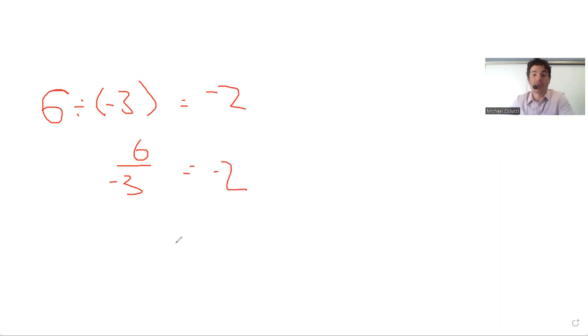Oftentimes, though, a test writer or someone who's writing mathematics might write this quotient as 6/3 with the negative sign in the middle, which tells you either the 6 or the 3 was at one point negative, but whoever's writing the math knew that it would make the whole thing negative, so it just stuck it right in the middle. -2. All right. Okay. That was fast and furious.